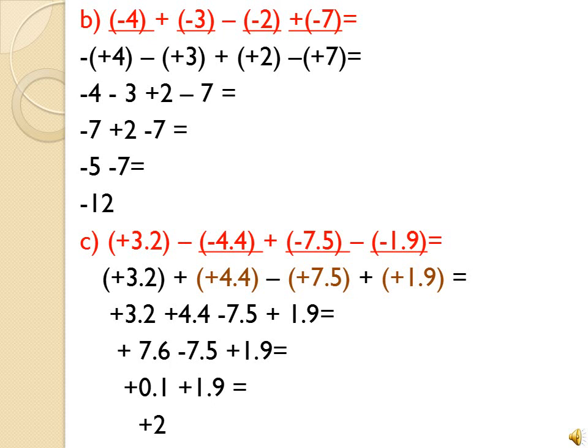So the new algebraic expression is plus 3.2 plus 4.4 minus plus 7.5 plus 1.9.